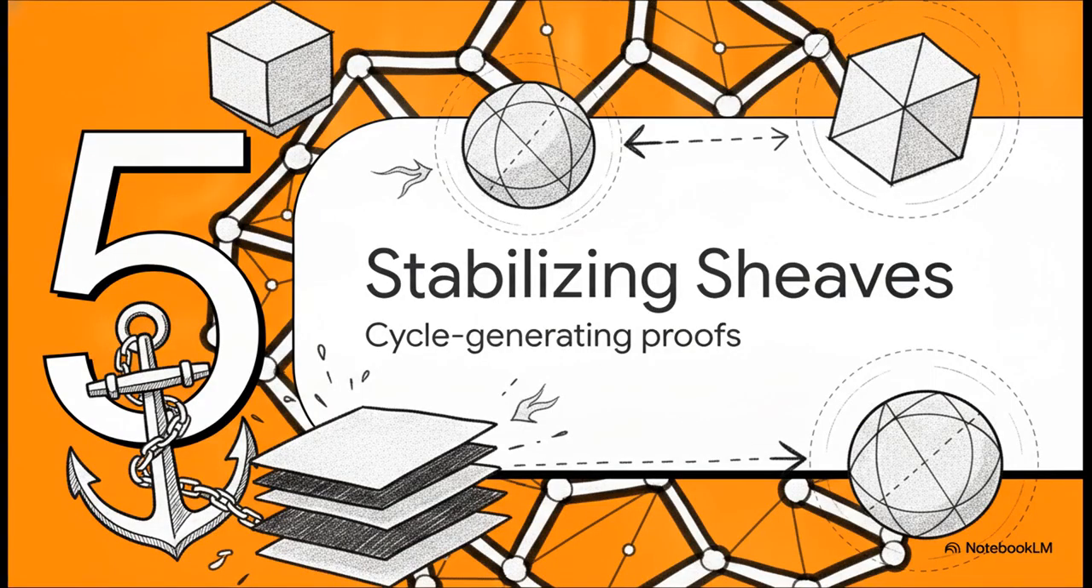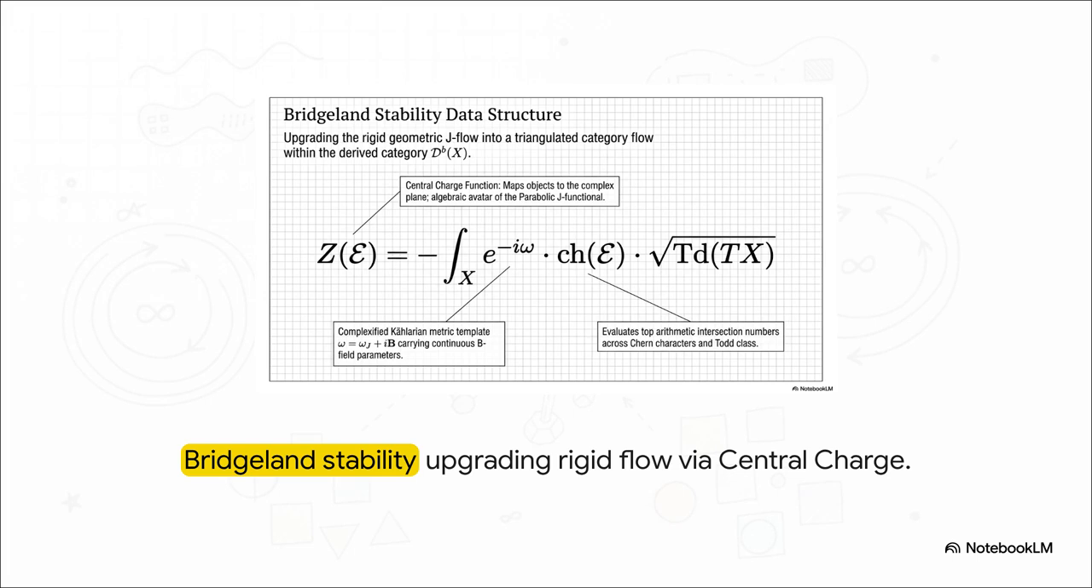Stage 5. Stabilizing cycle-generating sheaves. Now we have to formally prove these sheaves aren't just analytical mirages. Enter the Bridgeland stability equation. This relies on the central charge function, Z of E, to evaluate top arithmetic intersection numbers. By mapping objects to the complex plane, it acts as the algebraic avatar of the regularized parabolic J-functional. It's integrating the complexified metric template carrying those continuous B-field parameters.